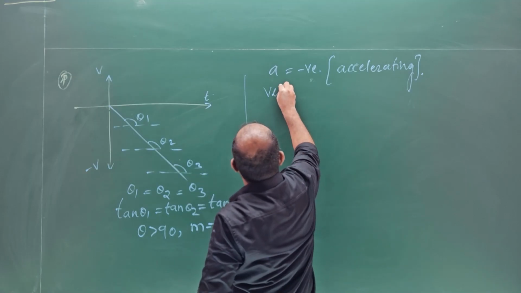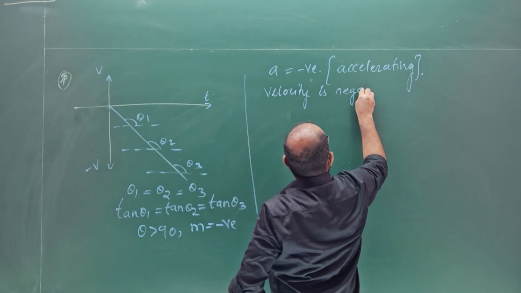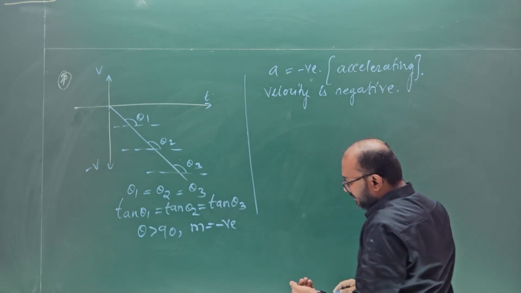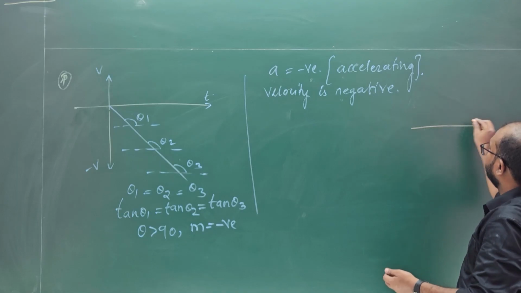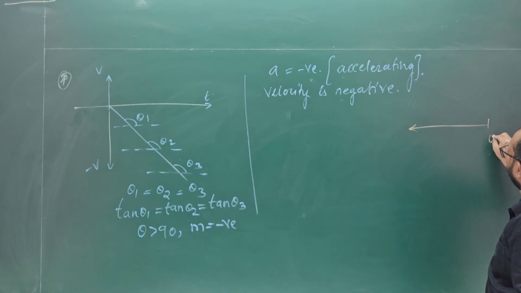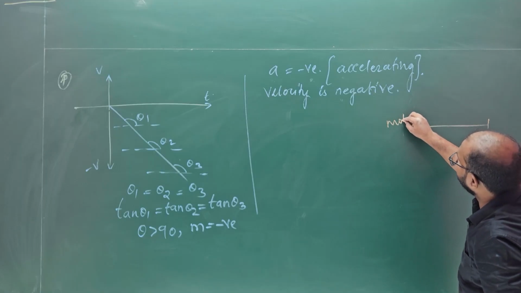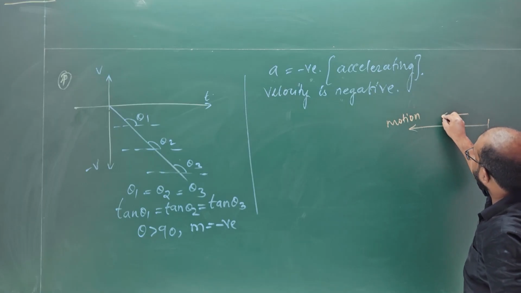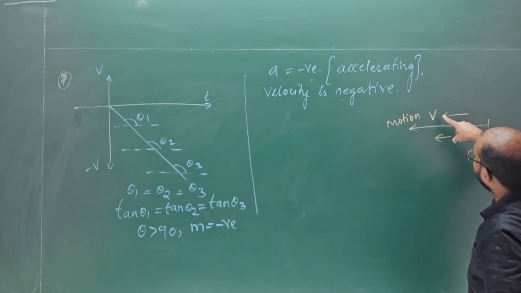Let me write that. So velocity is negative, what we got. Then that means acceleration is negative, velocity is negative. Let's see over here. So the object is from here, maybe from 0, going toward the negative x-axis. So this is the direction of motion. Velocity is in this direction. Acceleration is also in this direction. Both are in the same direction.